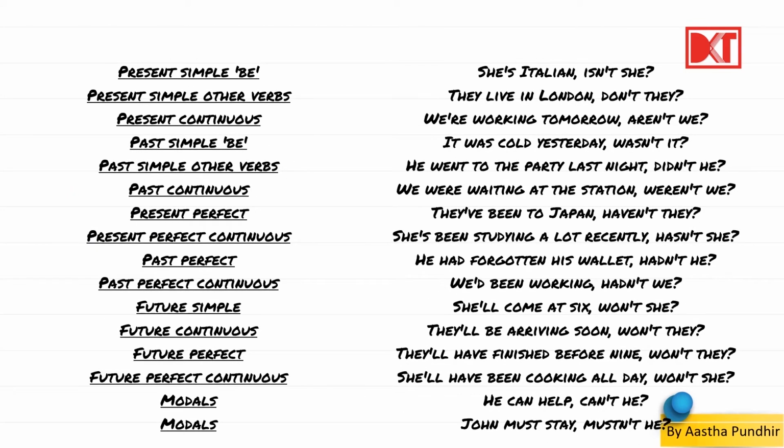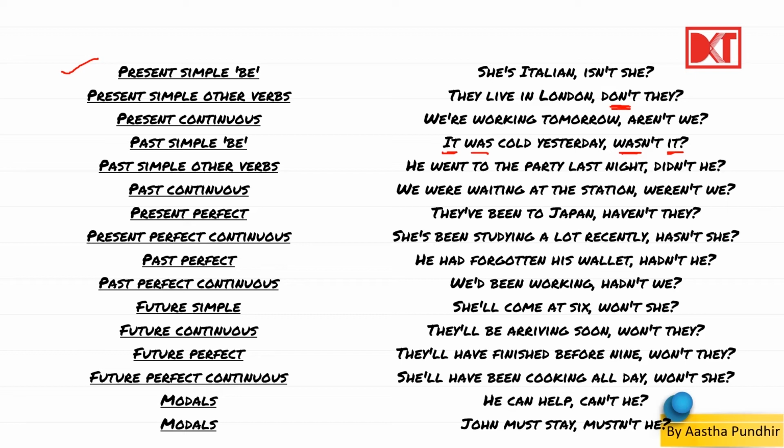Alright, so here I have given you a list of positive statements and negative question tags in all these tenses. Like present simple conjugating with be. She's Italian, isn't she? Then present simple with other verbs, like here, they live in London, don't they? Present continuous, we are working tomorrow, aren't we? Past simple with be, it was cold yesterday, wasn't it? Here you see the verb is the same, the subject is the same. Past simple other verbs like he went to the party last night, didn't he?